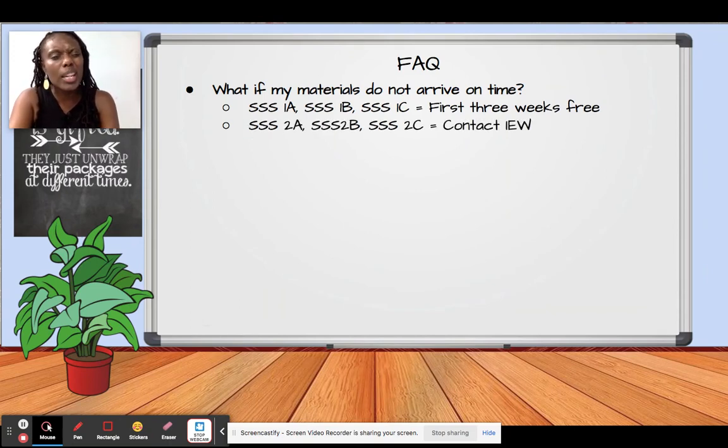Now, if you're in 2A, 2B, or 2C, that's a little trickier because they don't have those accessible for free for the first 3 weeks. So you'll just need to contact IEW. They'll need to have some record of your purchase and see if there's something they can do so that your student can fully participate on day one.